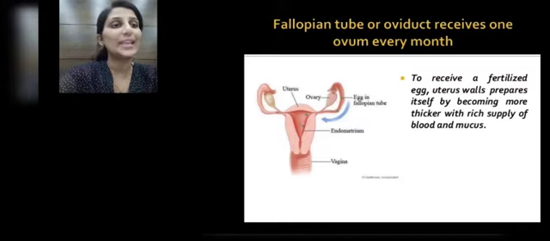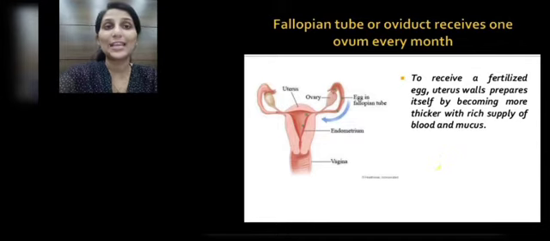The fallopian tube, otherwise called the oviduct, receives one ovum every month from either of the ovaries. To receive a fertilized egg, the uterus walls prepare themselves by becoming thicker with a rich supply of blood and mucus. We have seen the bird's nest, and these nests have eggs in them. One fine day, the bird will not go to the tree and lay its egg. Before laying the egg, it prepares a very safe and secure nest so that it can lay its egg safely. In the same way, the uterus inside a body prepares itself to receive a fertilized egg.